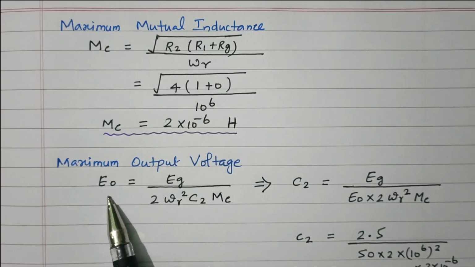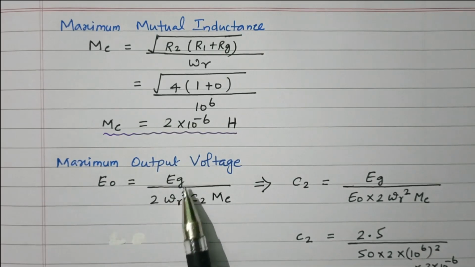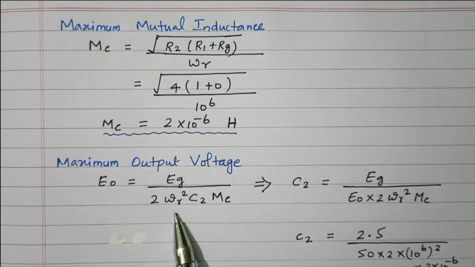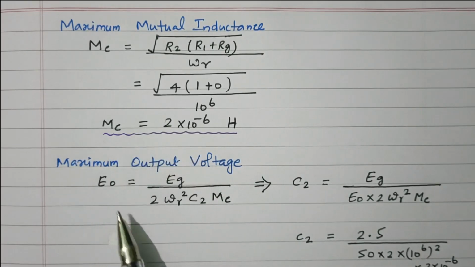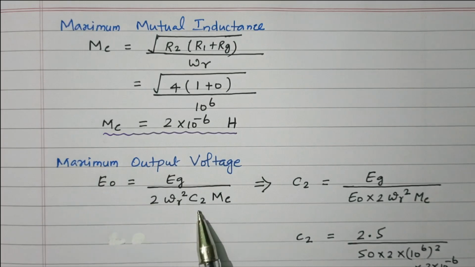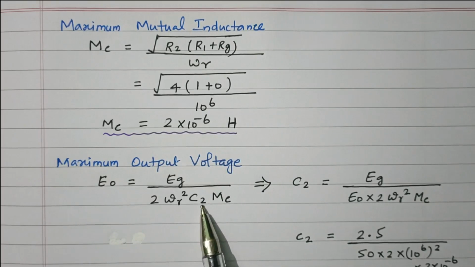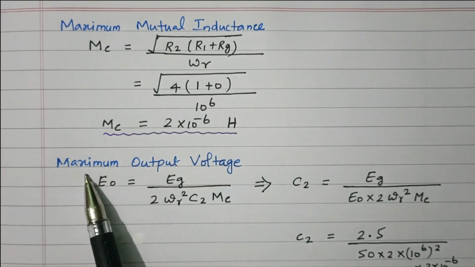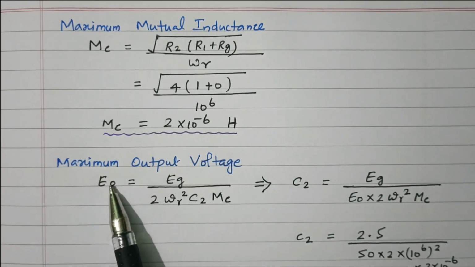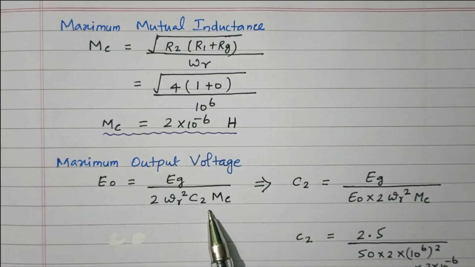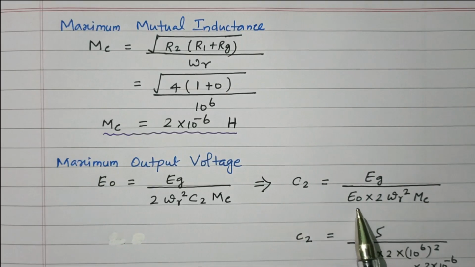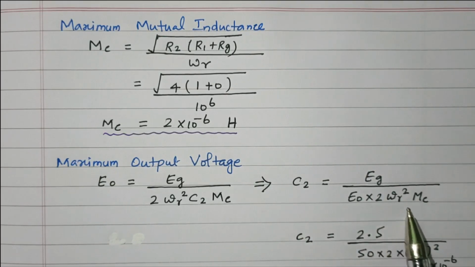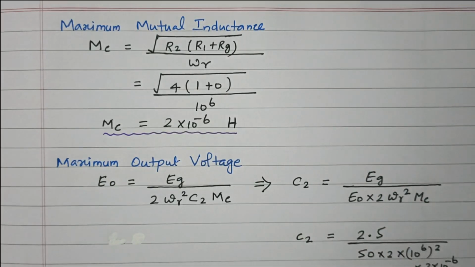Right. Now we'll go to the maximum output voltage. One more parameter is given. E naught equal to Eg divided by 2 omega R square C2 into MC. MC now we calculated. So in this all the values are known. Only C2 is not known. So we can easily find the C2. Bring the C2 to the numerator this side, bring the E naught to the denominator that side. So that C2 equal to Eg divided by E naught into 2 omega R square MC. See, all these values are known.